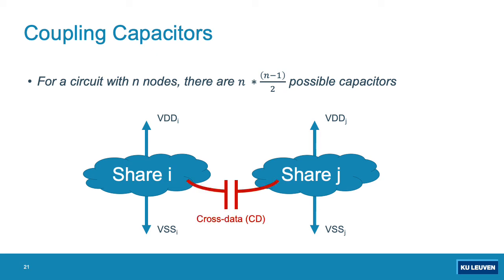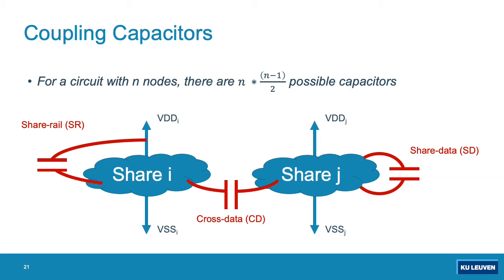Firstly, the cross-data capacitors coupling data nodes of 2 different shares. Secondly, the shared data capacitors coupling data nodes of the same share. Share rail coupling data and the rail of the same share, and then the cross rail coupling data nodes from one share to the rail node of the other share. And then according to theory, only the cross data and cross rail shares may lead to leakage.